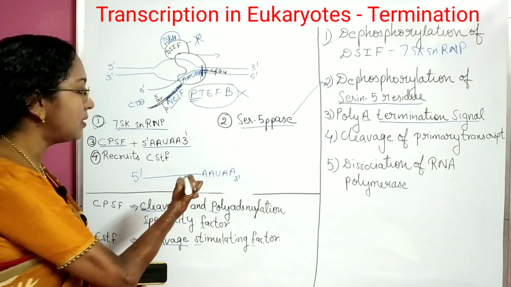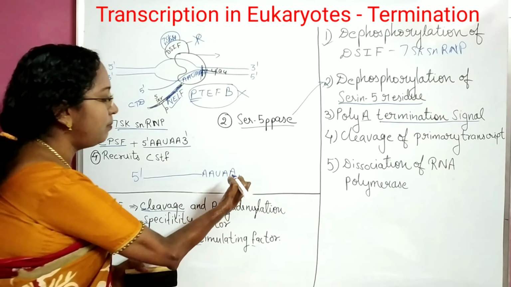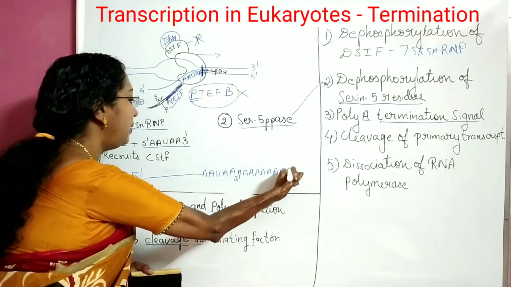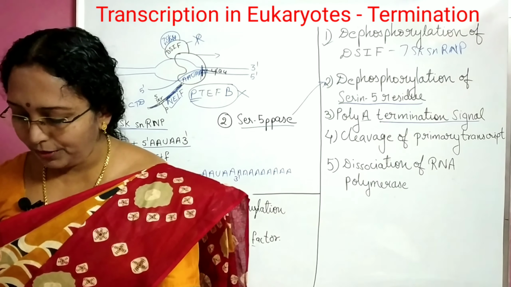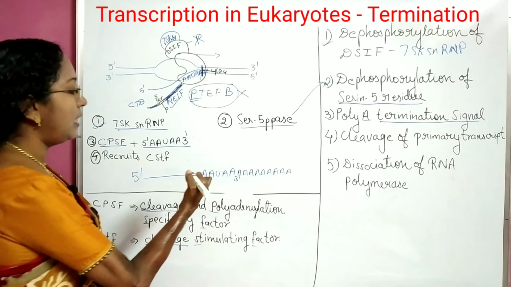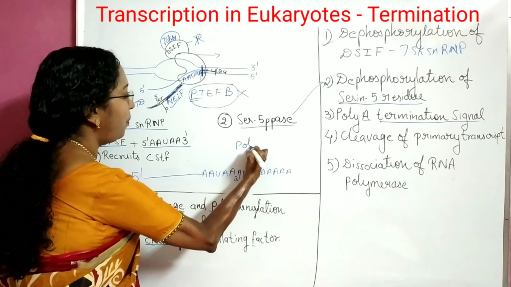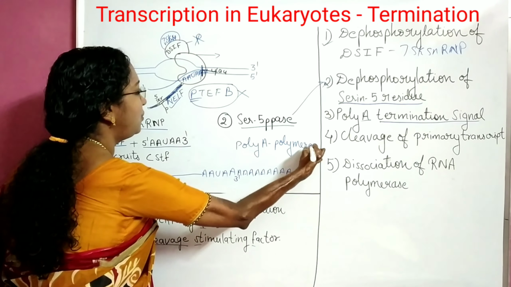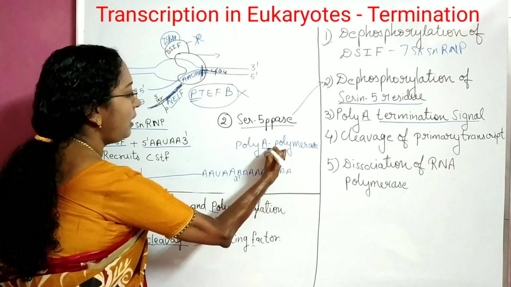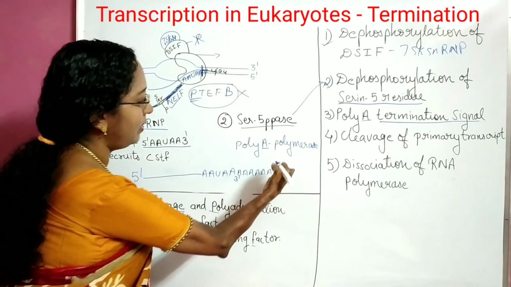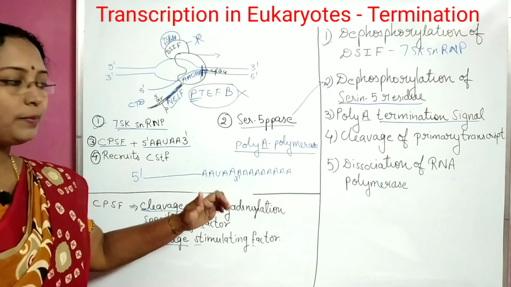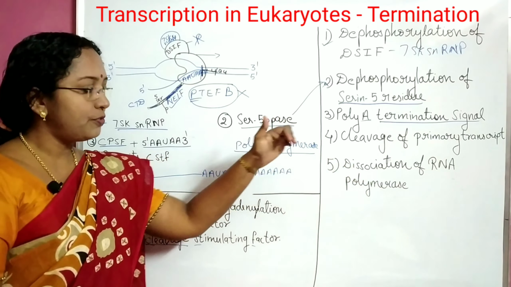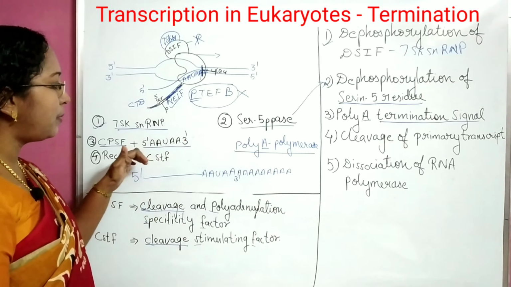Immediately after this, what happens is polyadenylation. That is, many adenine residues are getting added up, maybe 200 or so adenine residues. And this is done by an enzyme called A Polymerase. Very true to its name, isn't it? A Polymerase, the enzyme, keeps on adding many adenine residues towards the 3' end. Of course, this is a modification also of this primary transcript.